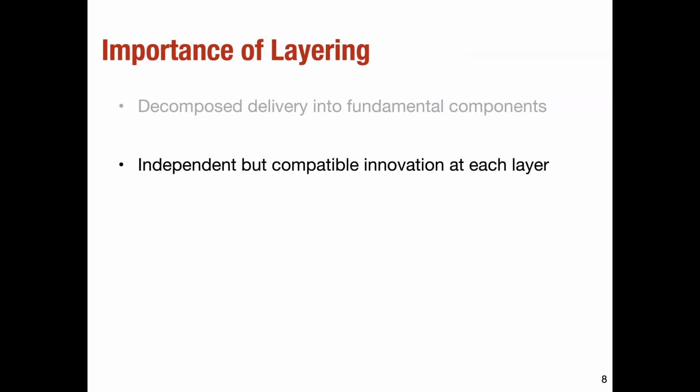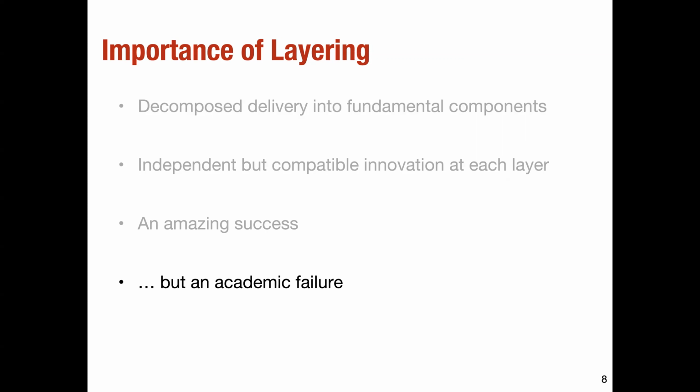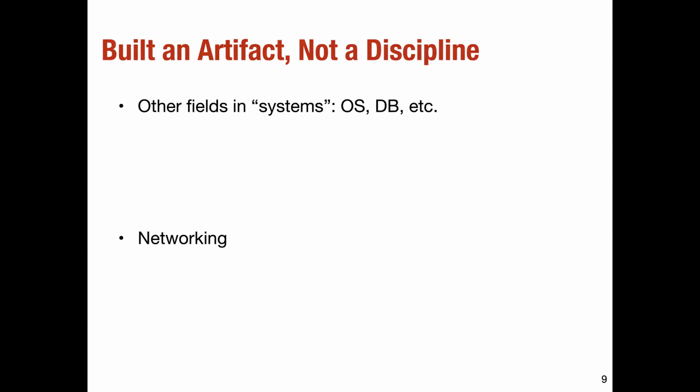So the innovation of one layer is independent of the other, right? And as a result, it was an amazing success, right? But there's a but: it was an academic failure. And now you might be wondering, as a networking professor, why am I saying that the concept of layering, the abstraction of layering that worked so well, that made the internet such a huge success, why do we consider that an academic failure? And the reason is that with that layering abstraction, what we built was an artifact.